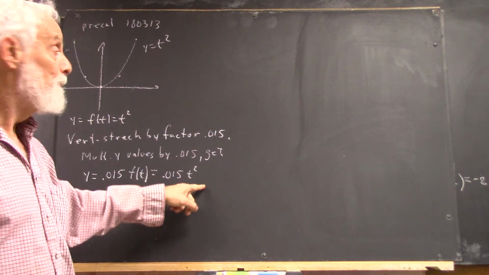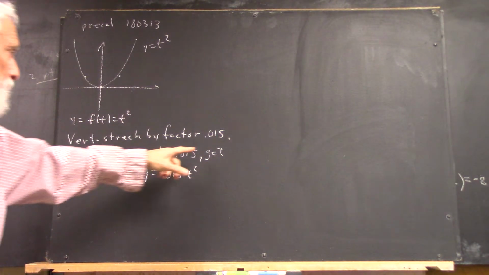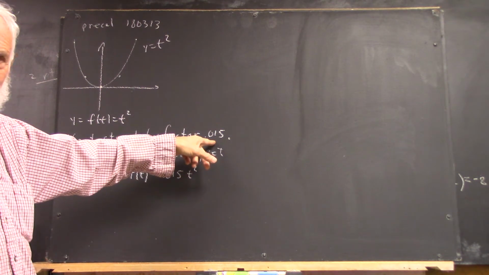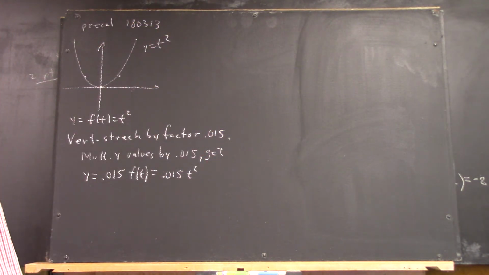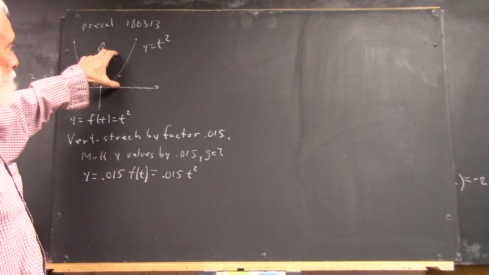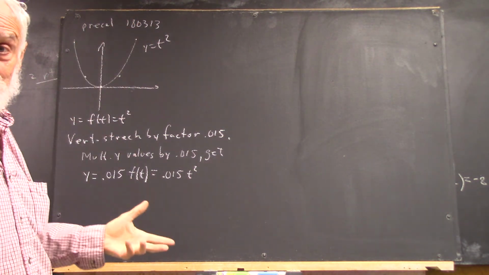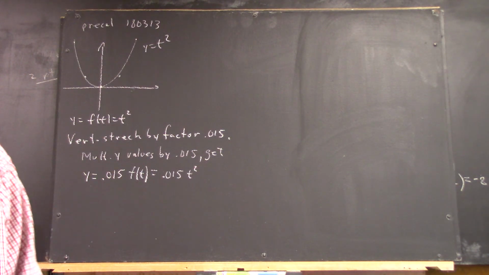Okay? But of course you also need to do it graphically, but for 0.015, I'm not going to ask you to do that because that's such a drastic factor, you're going to have trouble locating your points, okay? If I said vertically stretched by factor 2, I would expect you to be able to do it, okay? The way we did it with the arrows and stuff. And we'll talk more about that.